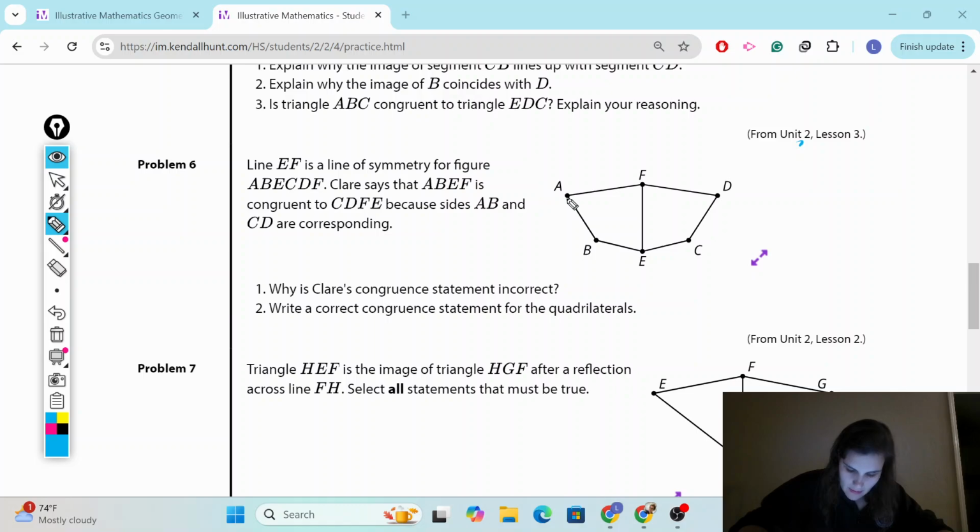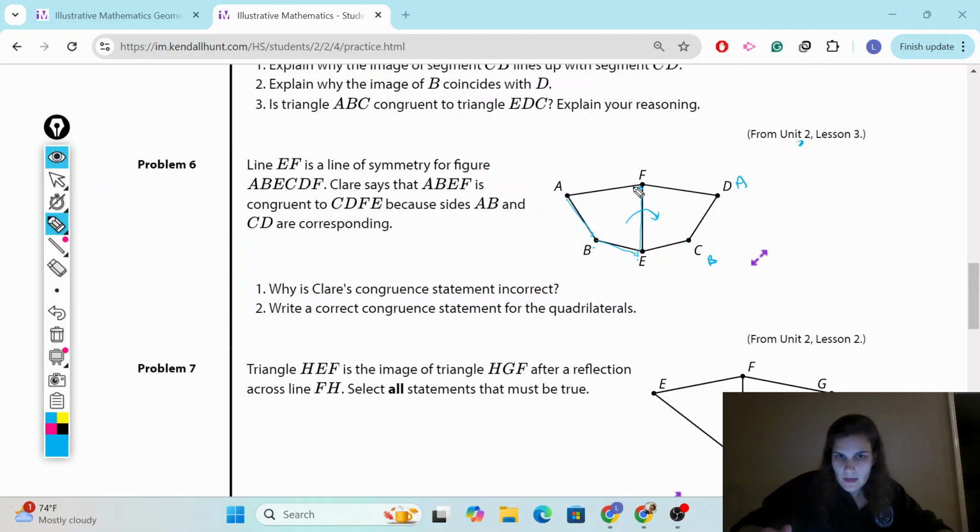So we had A, B, E, F. A lines up with D, kind of imagine it folded over because there's a line of symmetry, which is the same as a reflection. B matches up with C, and then the E and F are stacked on top of each other. So Claire says A, B, E, F should line up with C, D, F, E.